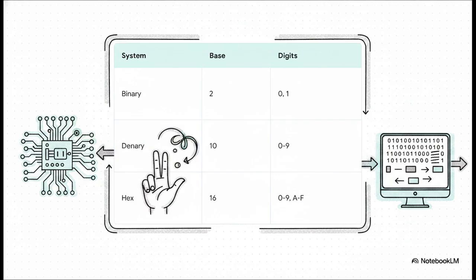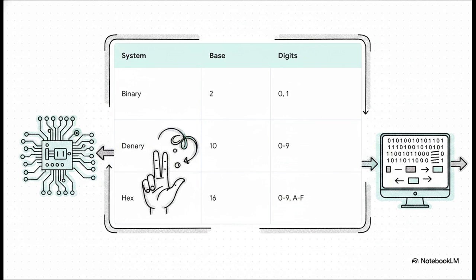Why? Well, because at their core, computers are basically just billions of tiny switches that can only be on or off. Then we have denary, which is base 10, using digits 0 through 9. That's our human world, it's how we naturally count. But then we have hexadecimal, base 16. It uses 0 through 9, and then the letters A through F for 10 to 15.